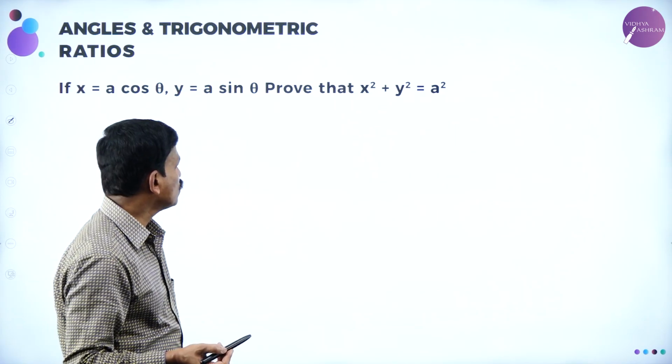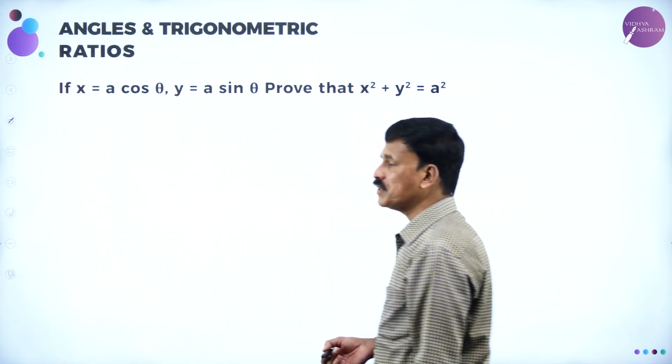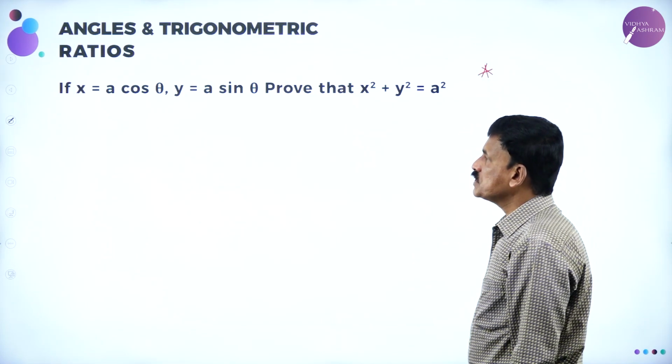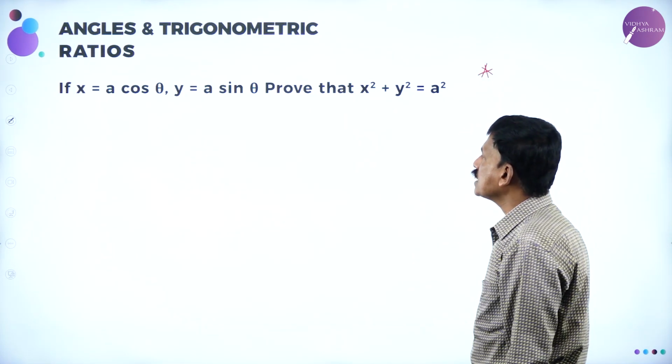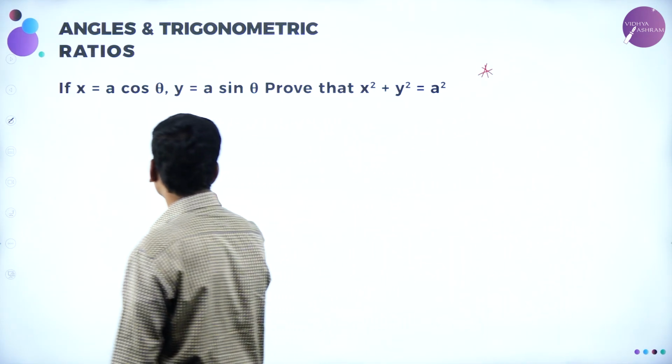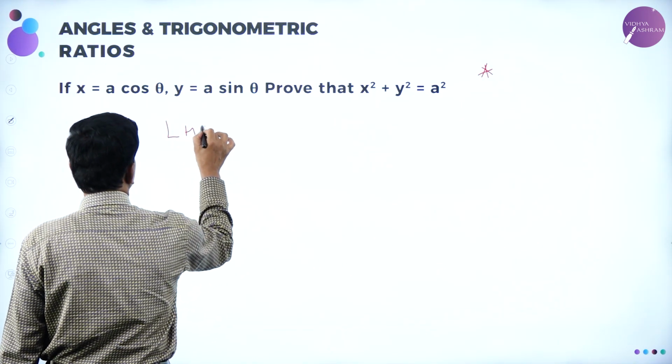Now, move on to the next problem. This is also a very important type for 2 marks. Now, what is given? If x is equal to a cos theta and y is equal to a sin theta, prove that x square plus y square is equal to a square. Very simple type and very important problem.